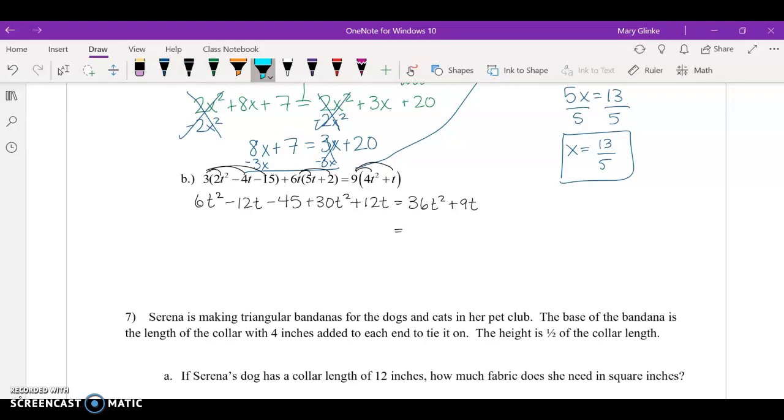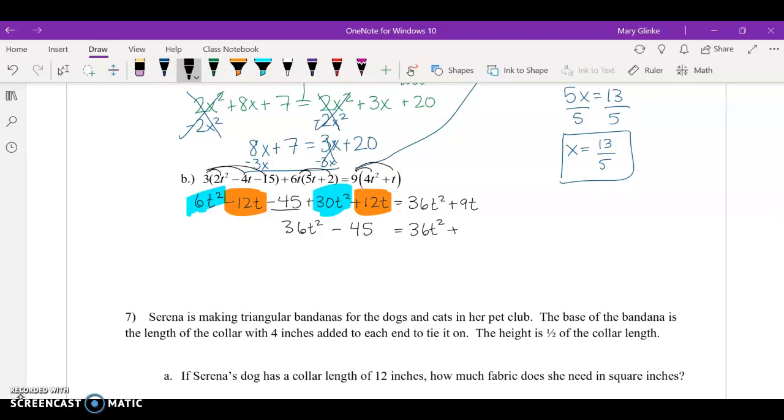Now we're going to combine like terms. So I see t squared and t squared. Those are going to give us 36t squared. I see a negative 12t and a positive 12t. So those actually cancel each other out. And then I just have my minus 45 left.